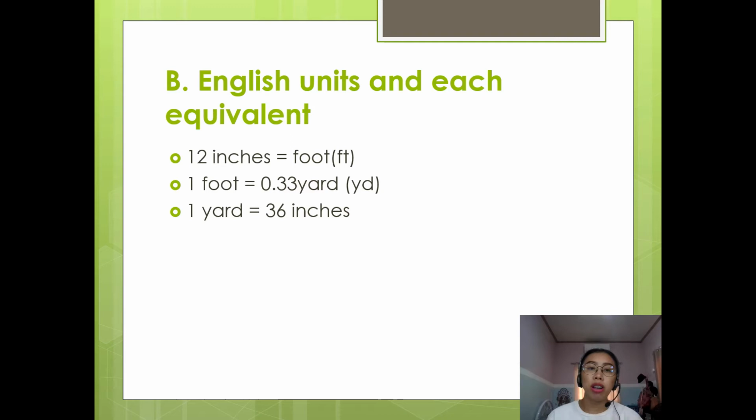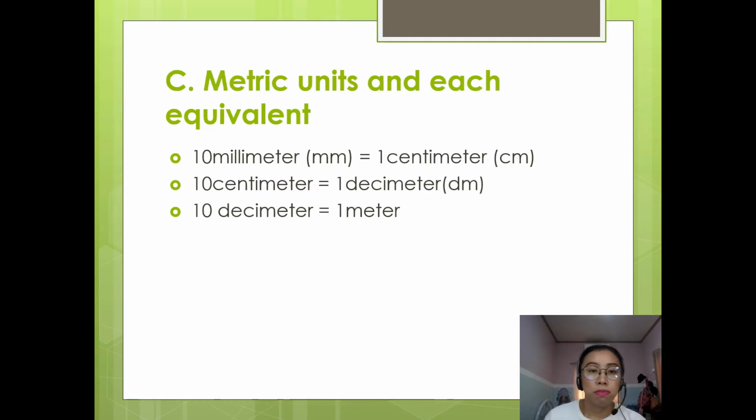So what are the equivalents of these English units? English units and each equivalent. 12 inches is equivalent to 1 foot. 1 foot is equivalent to 0.33 yard. 1 yard is equivalent to 36 inches. Metric units and each equivalent. 10 millimeters is equal to 1 centimeter. 10 centimeters is equal to 1 decimeter. And 10 decimeters is equal to 1 meter.